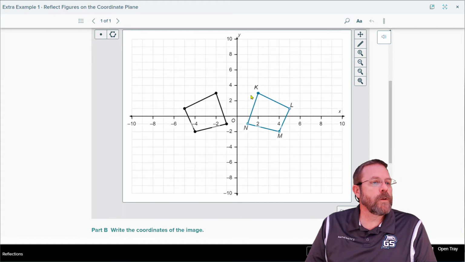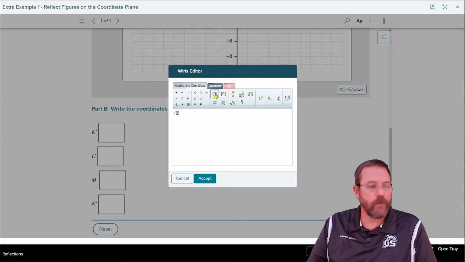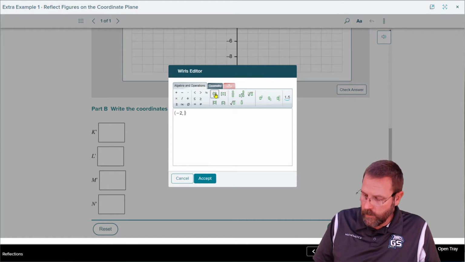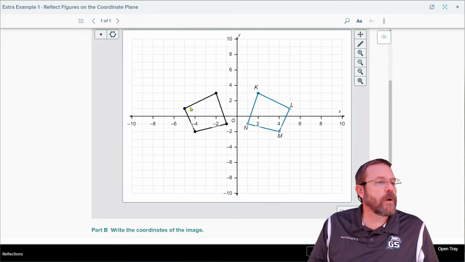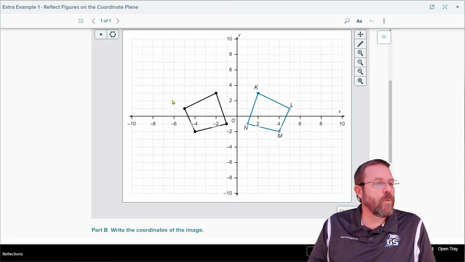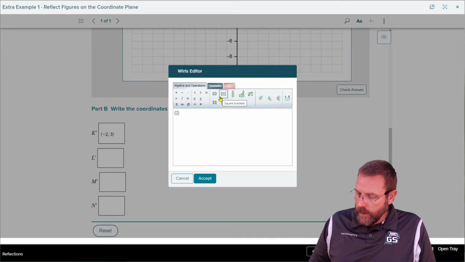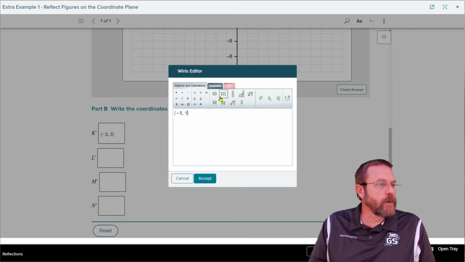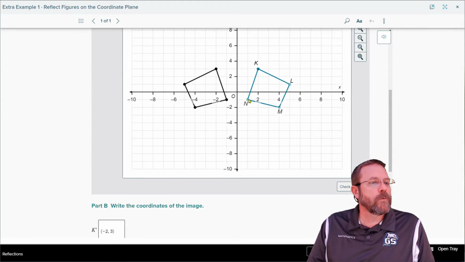Now we're going to do our points. So this was K, this is K prime, which is going to be at -2, +3. So my K prime is going to be at point parentheses, -2, comma, 3, close the parentheses. My next point, L prime, is going to be at -5, 1. So I'm going to go down here. L prime is going to be at -5, comma, space 1. Accept. And then N prime is going to be at -1, -1.